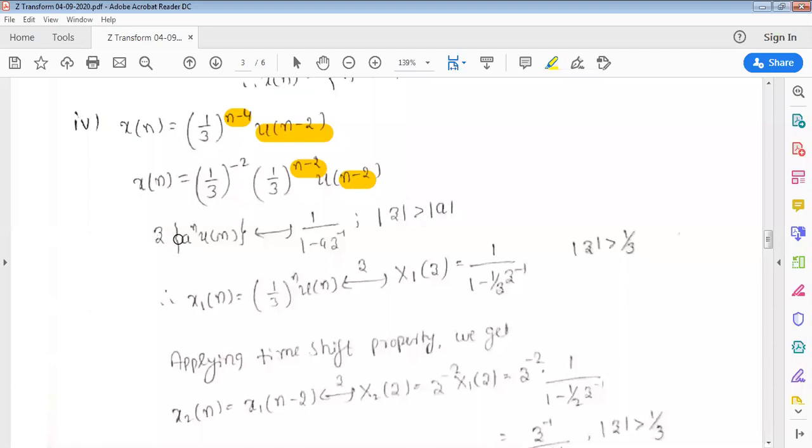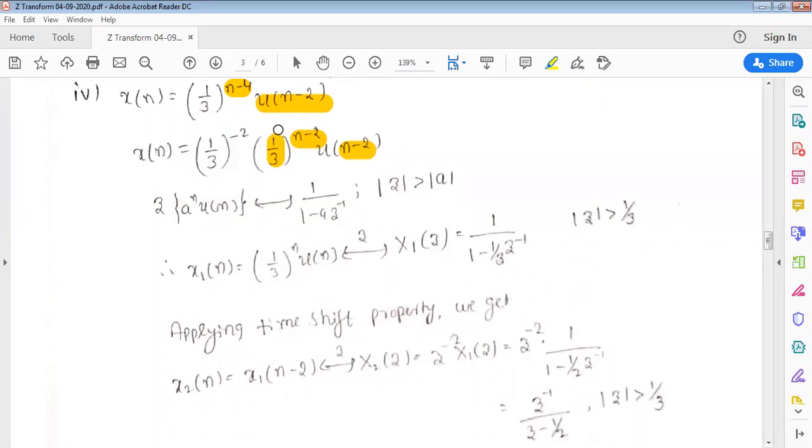Now I'll apply the basic known formula. Z transform of a power n u of n transforms into 1 by 1 minus a z raised to minus 1, mod z is more than mod a. What is a here? A is 1 by 3. So I'll apply the formula and write that is equal to 1 by 1 minus 1 by 3 z raised to minus 1. What is your ROC? ROC is mod z more than mod a. That is a is 1 by 3. Therefore mod z is more than 1 by 3. So this is your z transform, this one, 1 by 3 power n u of n.